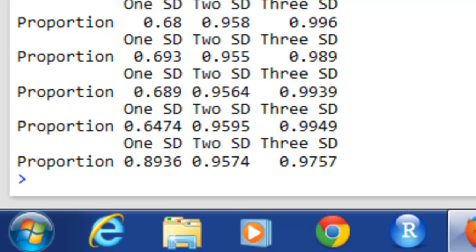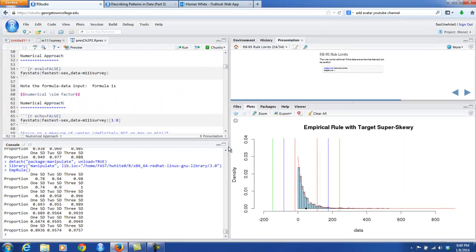So you've got to watch out. You really have to have only limited skewness if you want to use this rule and have it be more or less accurate. Let's go back to the PowerPoint.